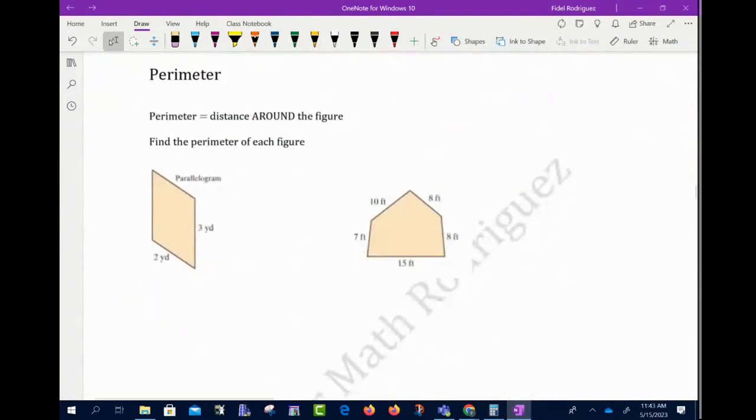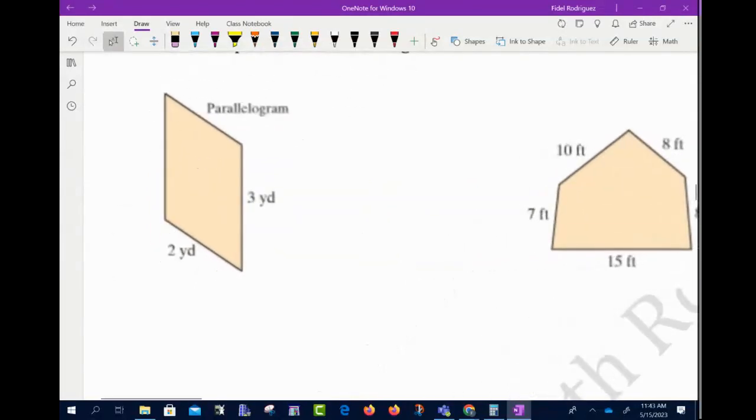Okay. So y'all, let's talk a little bit about geometry. Perimeter, y'all. Perimeter is what we call the distance around a figure. Okay, so look, all we want to know is if we were to walk from one corner to the other corner, all the way around, how far would we have walked?